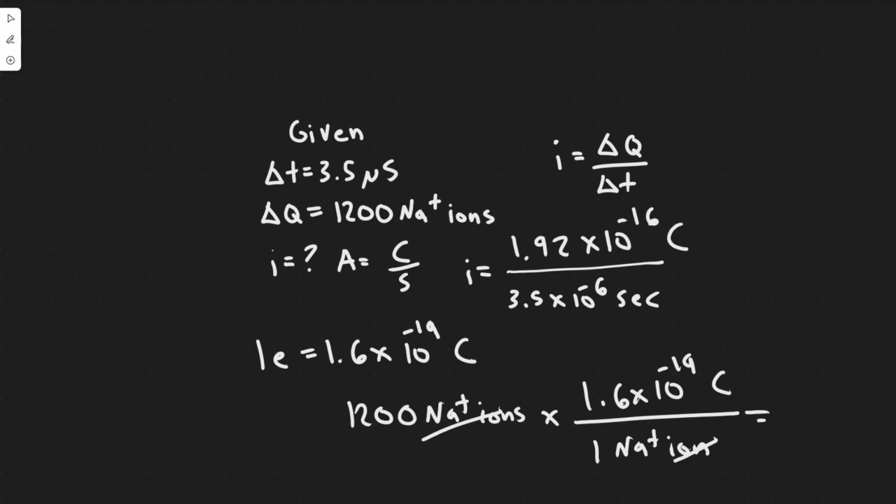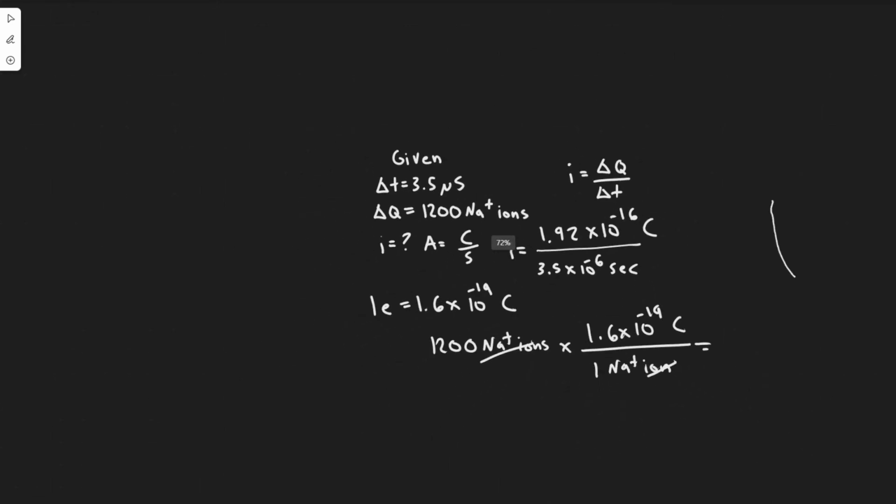And so now we have coulombs, and we have seconds under it, so you can just divide, and that's going to give us your current. So go ahead and plug that in. The current is equal to 1.92 times 10 to the minus 16 divided by 3.5 times 10 to the minus 6. You're going to get I equals 5.4, and I'm just going to round it to 5.49 times 10 to the minus 11 amps.